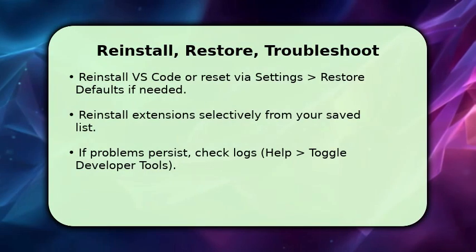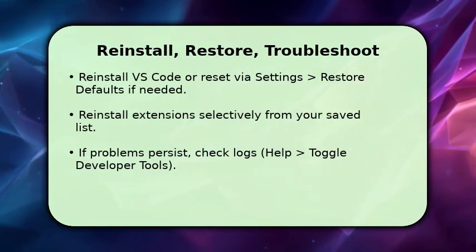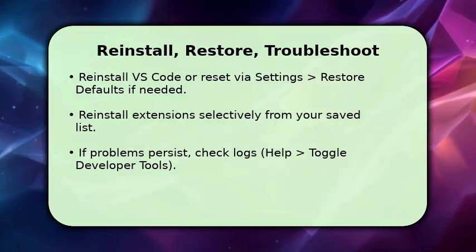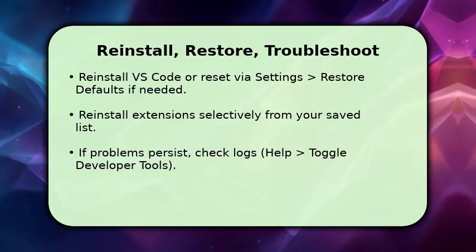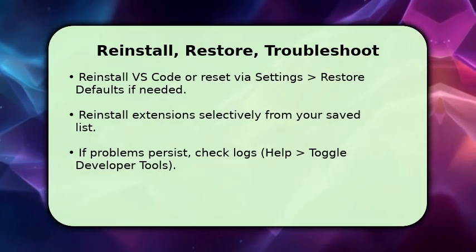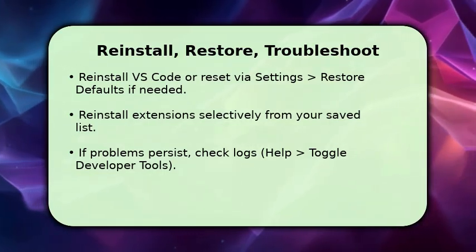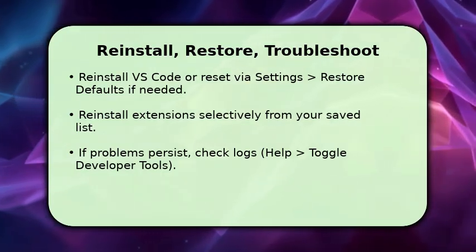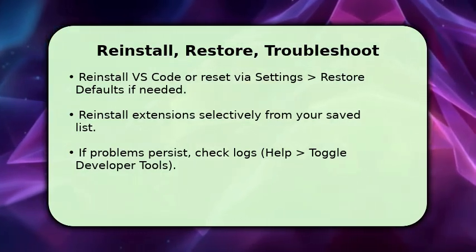Finish by reinstalling VS Code if a clean launch failed after removing user data, or use Settings: Restore Defaults for a lighter reset. Reintroduce extensions one at a time from your saved list to find any that reintroduce errors. Restore settings.json only after confirming stability so you don't reapply a corrupt setting.